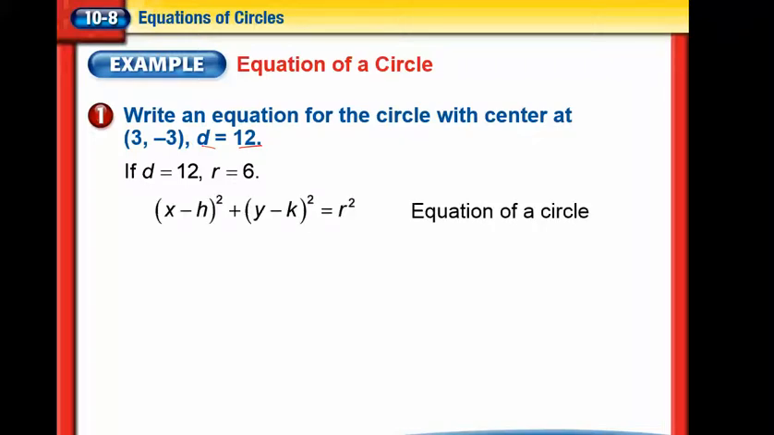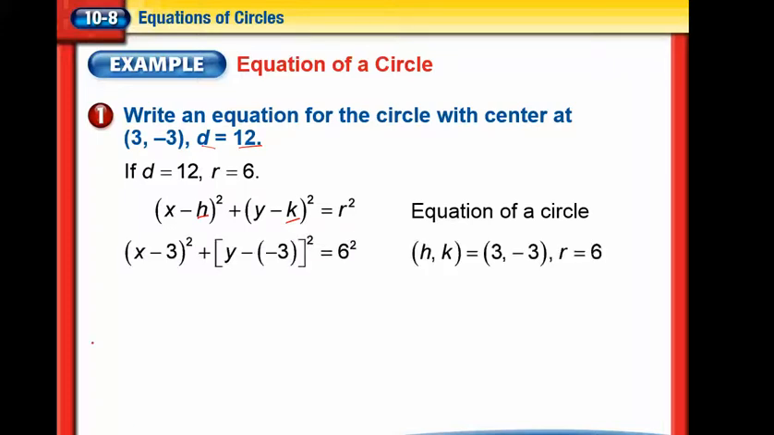Okay, so write an equation for the circle with the center at 3, -3, and the diameter is 12. Diameter is 12. We want radius, right? So we have to cut that in half and get 6. Here's our basic equation of the circle. We're going to plug our X component in for the H and our Y component in for the K and our radius in place of R. So this 3 came down here. This -3 came down here. And this 6 came down here.